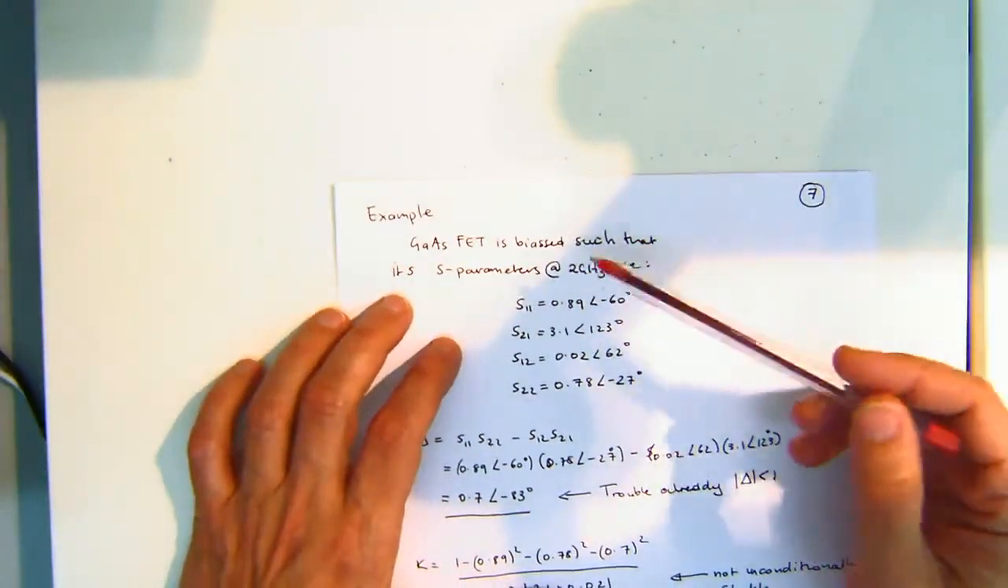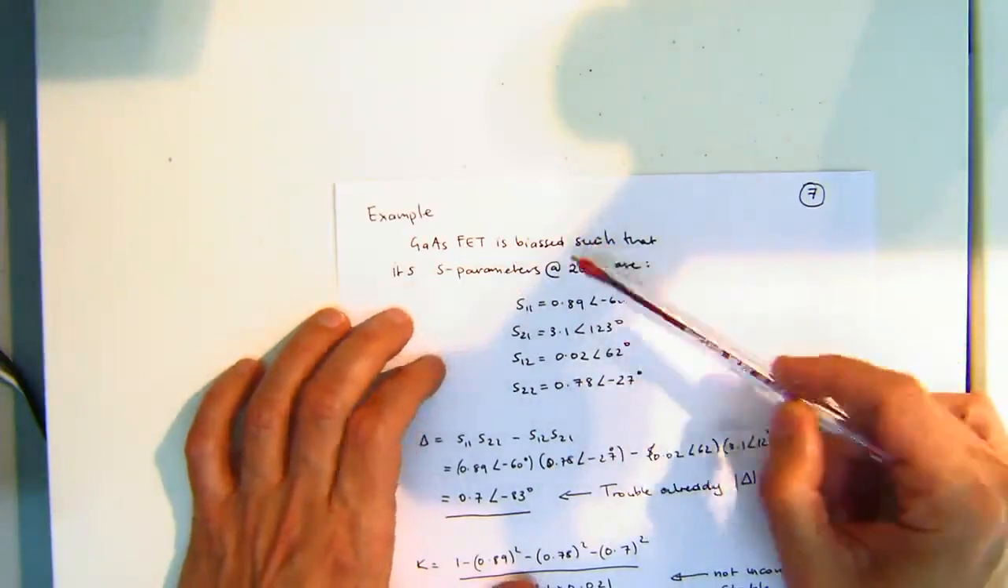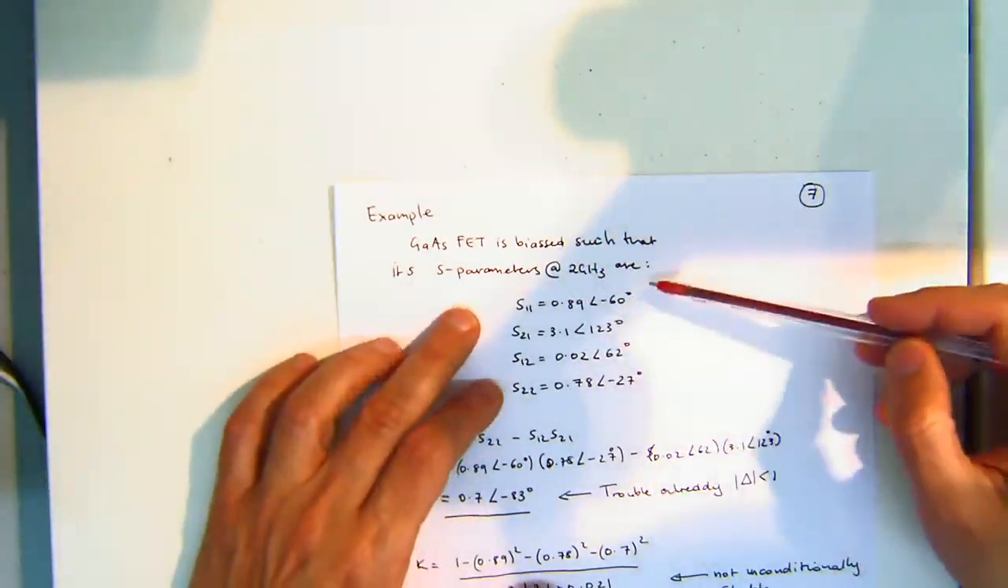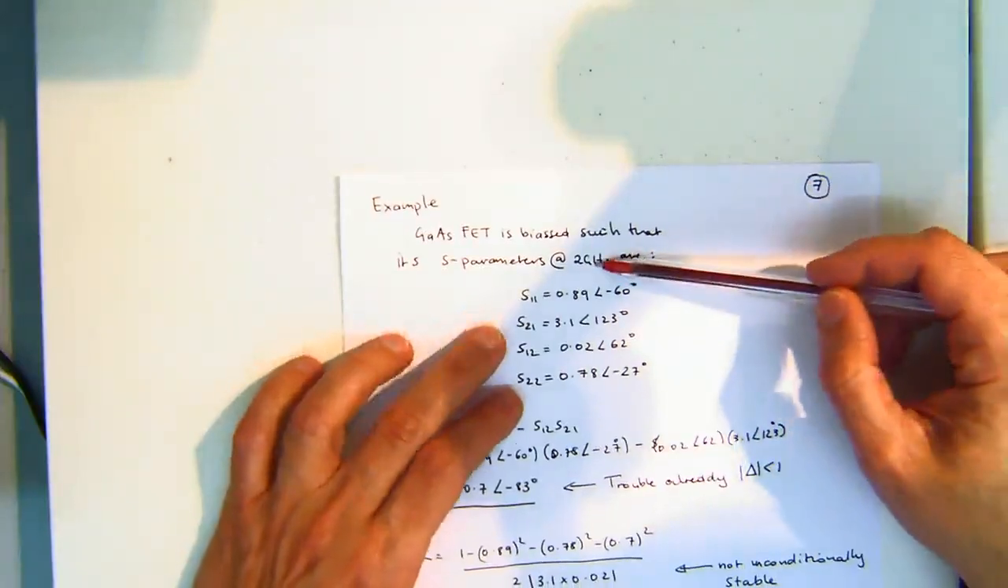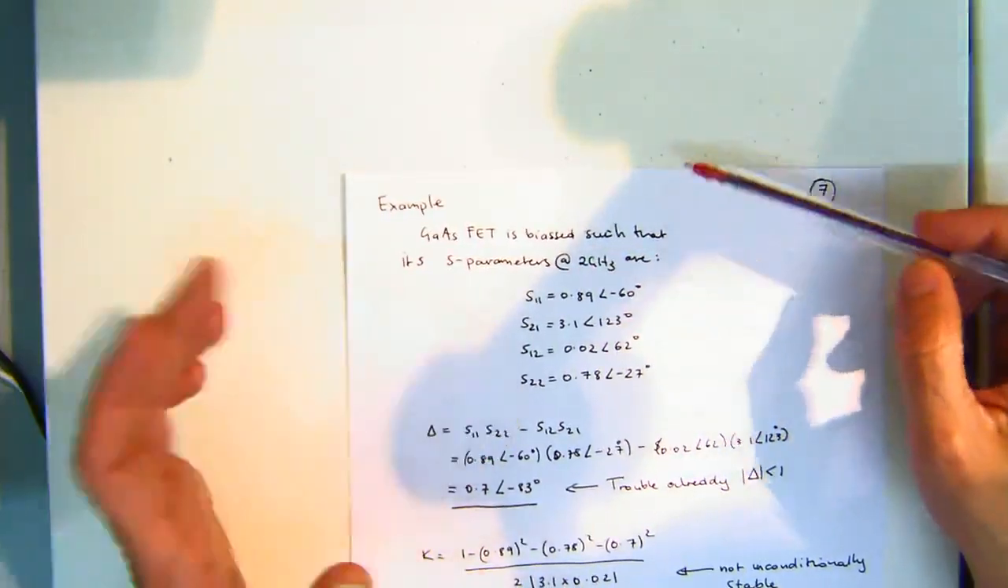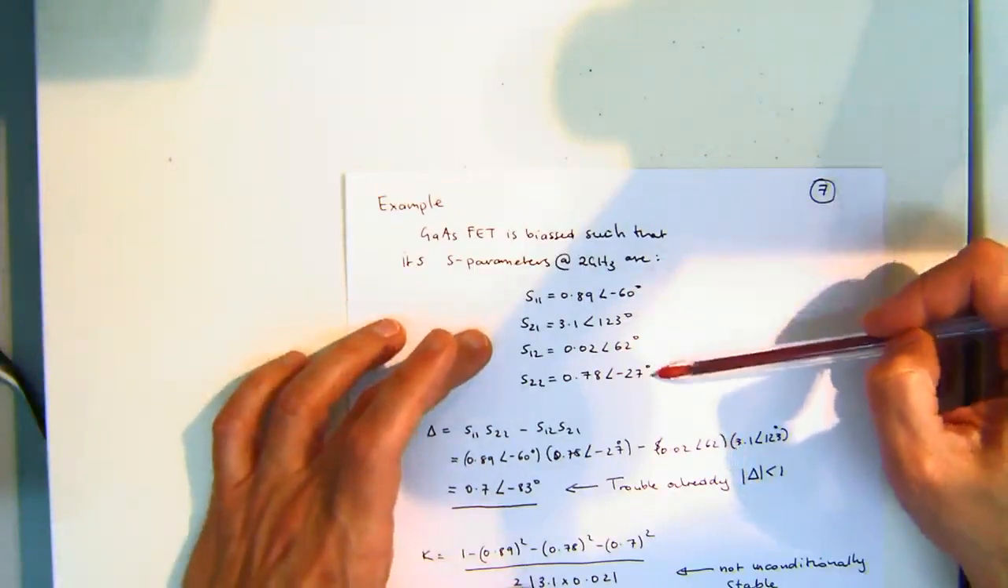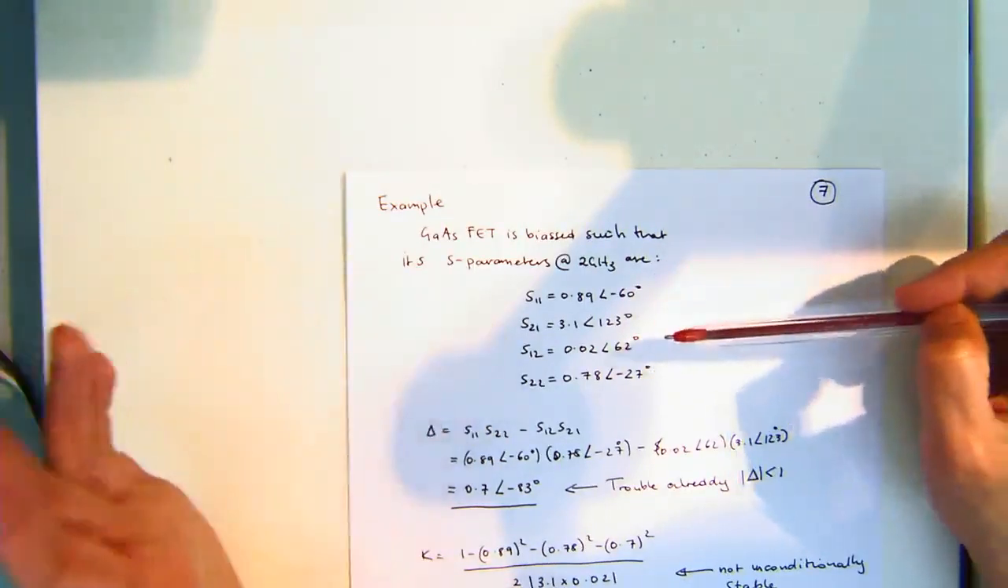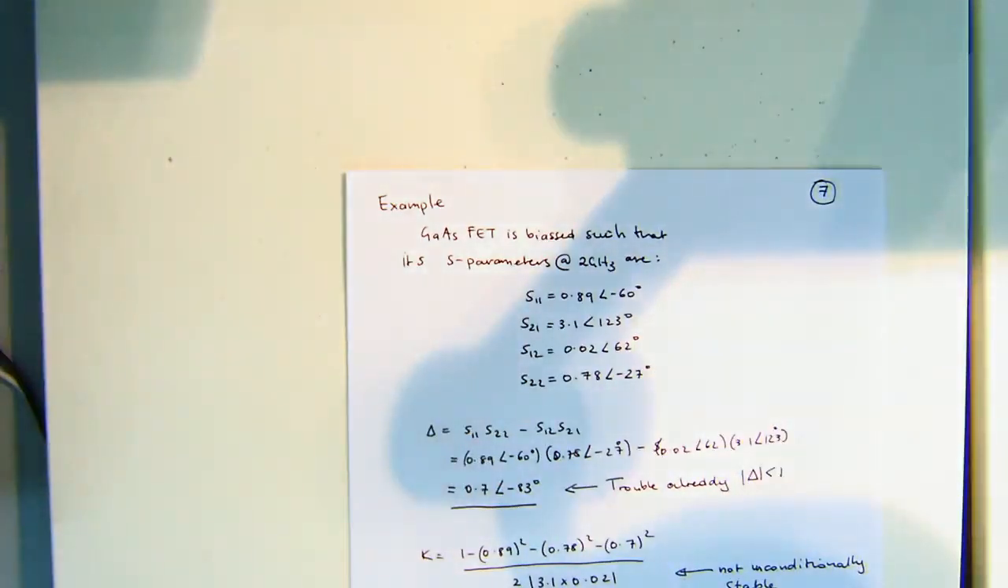Anyway, for this particular device, you've got a GaAs FET, and I say it's biased in such a way that you achieve the following S parameters at 2 gigahertz. These are some values that we've got. You can say I've got a transistor, I've biased it, and these are the values. I'm just using them to work out, is this transistor conditionally or unconditionally stable? How would I test that?